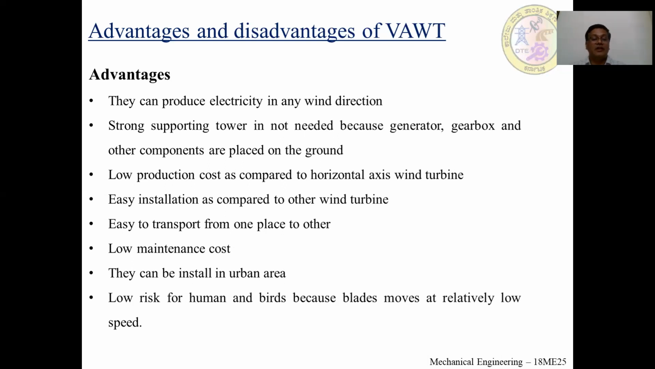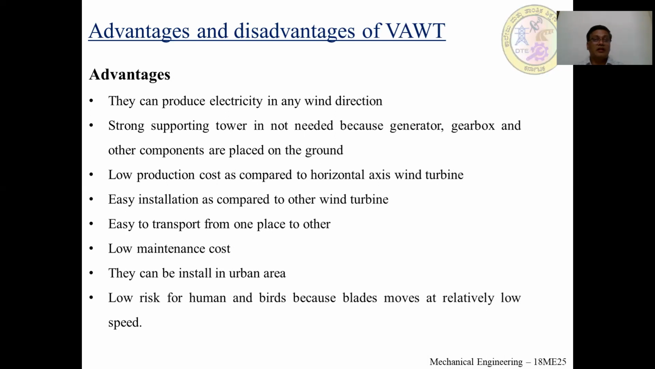Like blades, as I told, the blade length varies from 90 to 150 meters, right? And the tower and the foundation, those things will be a little bit costlier. So that's why the production cost is comparatively less in the vertical axis wind turbine, and installation is also easy compared to horizontal axis. And whatever equipment and setup we are using, especially for the vertical axis wind turbine, that is easy to transport. Okay, and maintenance is also less compared to horizontal axis.